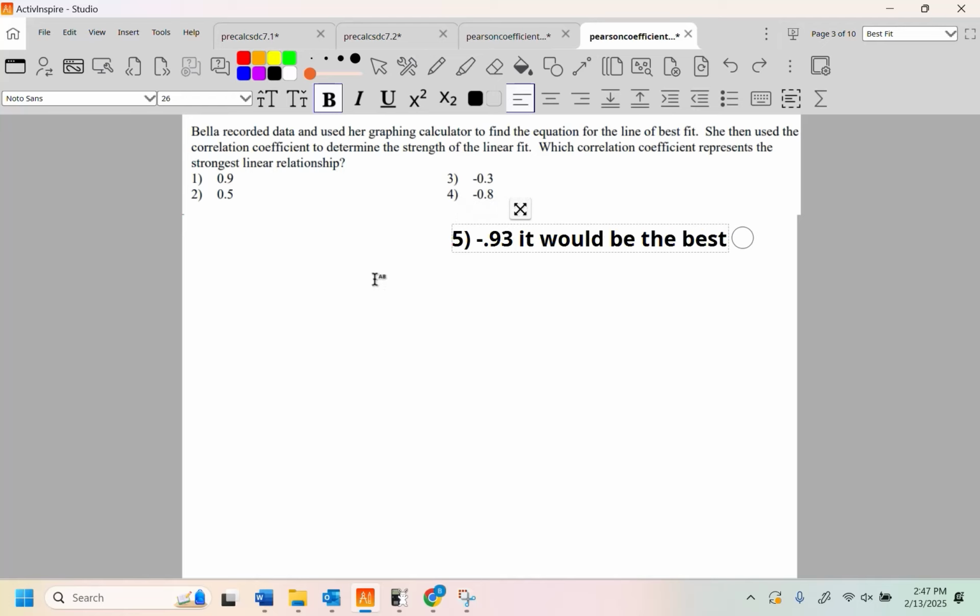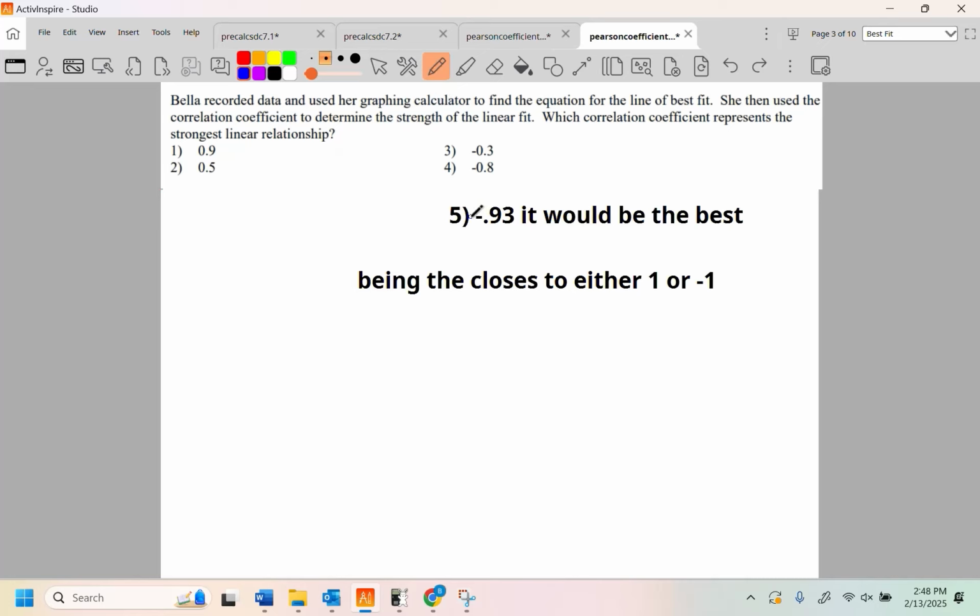All right, it's about being the closest to either 1 or -1. That's what it's about. The closer you are to those two numbers, the stronger you are. Now, there is no choice 5, so this is the best choice. Because this one's really close to -1, but it's not as close as 9/10 is to +1. It's supposed to be closest, isn't it? Put that little T there.